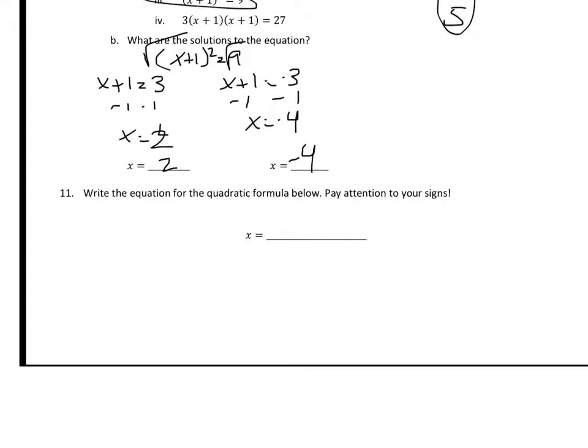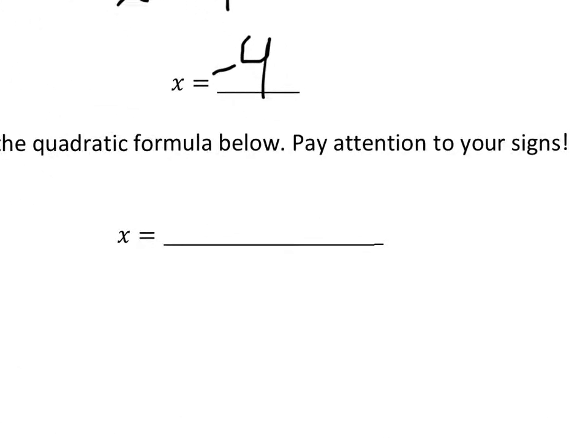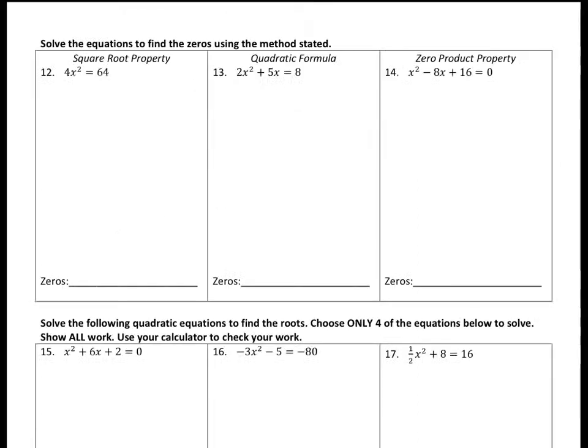Write the equation for the quadratic formula below. Pay attention to your signs. Well, this is in your factoring foldable. Okay, it's right in the end. Okay, solving quadratics, the last page. So it's x equals, let me zoom in so I can get some more space here. Opposite of b plus or minus, because there's always two solutions, the square root of b squared minus 4ac, all divided by 2a.